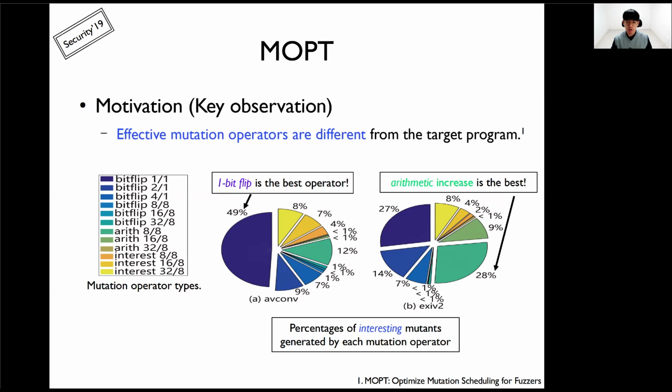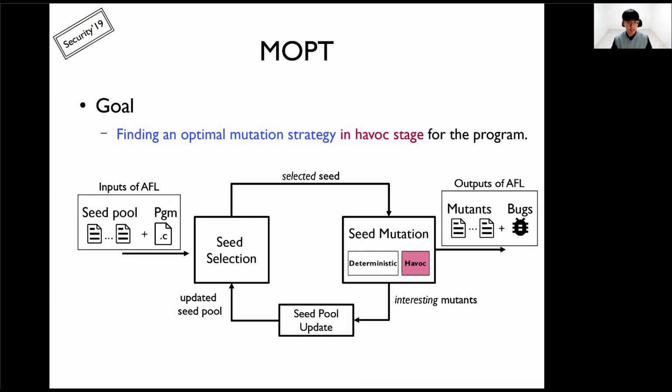In fact, all of the program adaptive fuzzing techniques usually share the same motivation as MOPT. So as you expected, the goal of MOPT is to find the seed mutation strategy optimized for the target programs. In particular, this technique focuses on designing an adaptive strategy in the havoc stage, which has a lot of randomness for generating mutants.